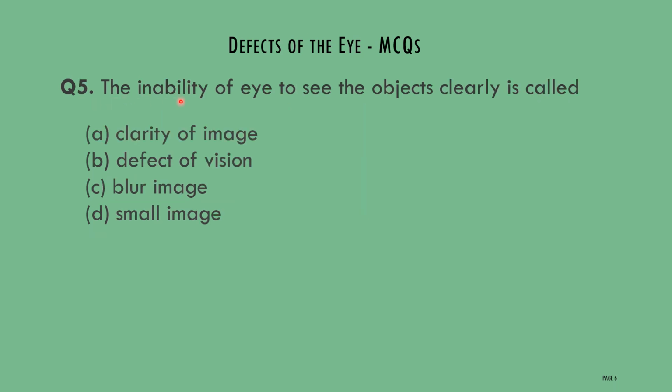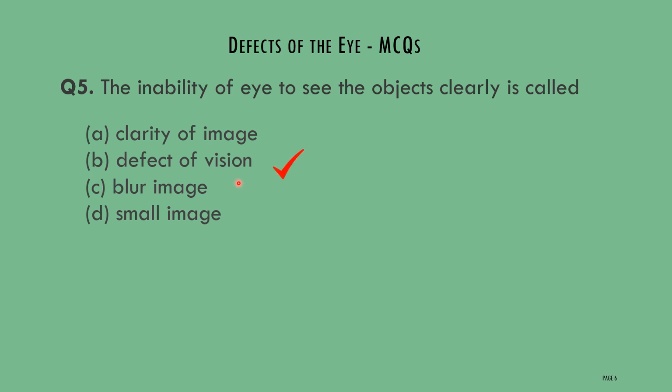Fifth one. The inability of the eye to see the object clearly is called. The eye is not able to see the object clearly. What will we call that condition? Let us see the options. Option A, clarity of image. Option B, defect of vision. Option C, blur image. Option D, small image. Which is the correct answer? The correct answer is defect of vision.